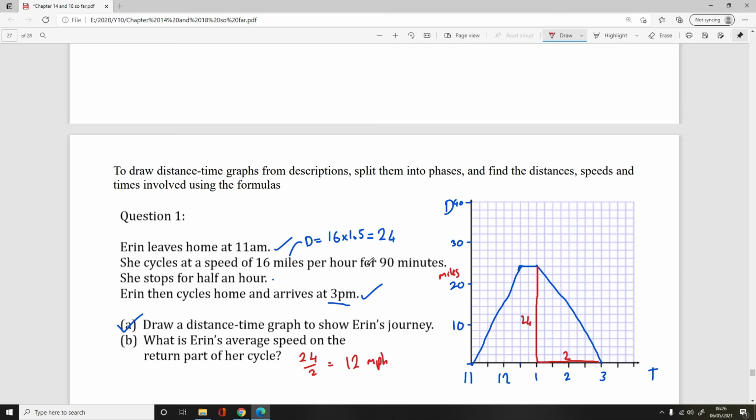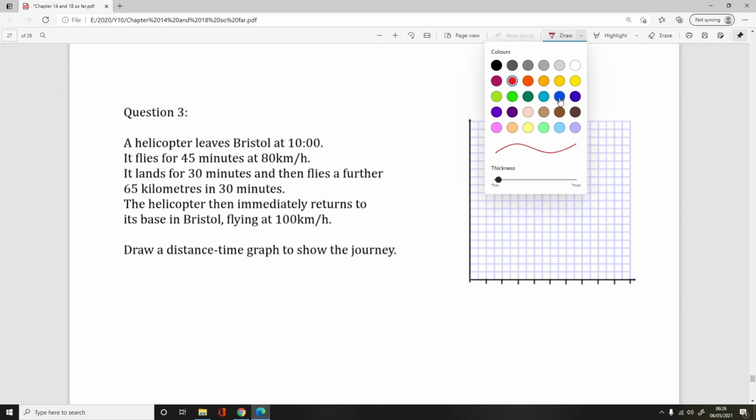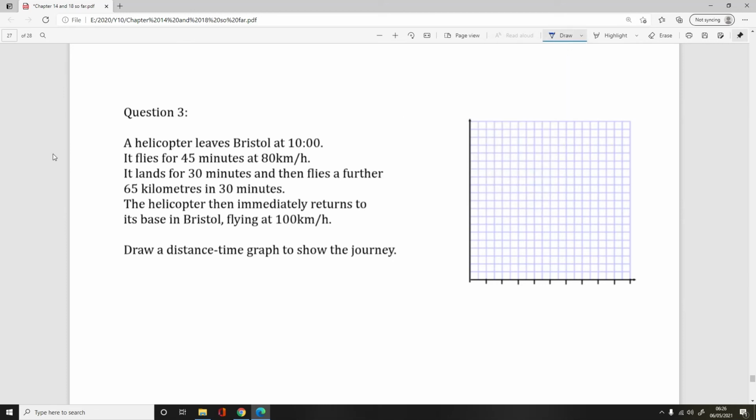Okay, let's have a look at one more here. Got a helicopter this time, very exciting. Leaving Bristol at 10. Okay, so that means we're going to have to start at 10 for time. It flies for 45 minutes at 80 kilometers per hour. So again, we'll do distance is speed times time. And the time is 3/4 of an hour. So that'll be 60 kilometers.